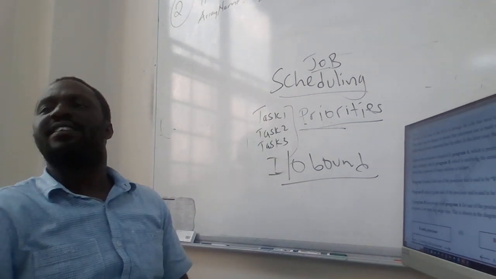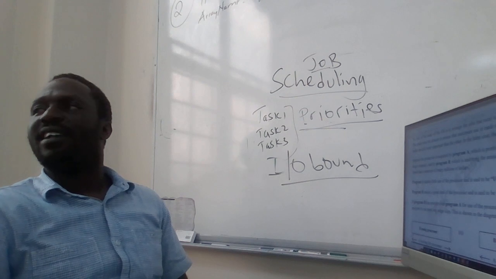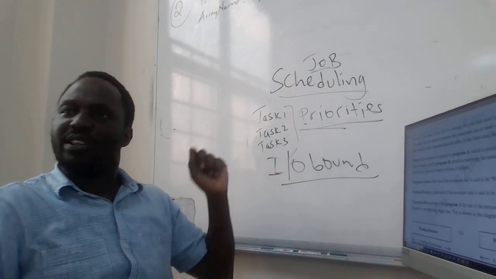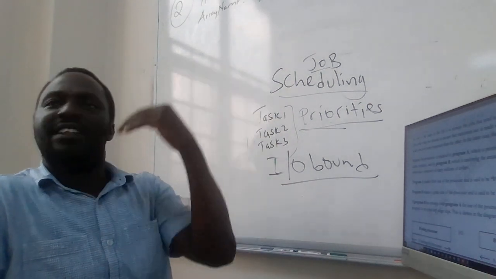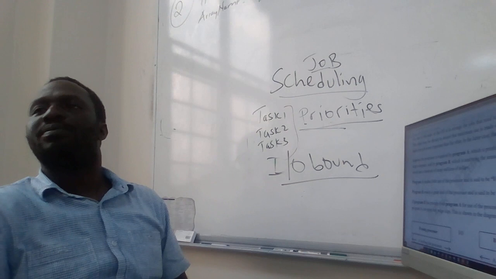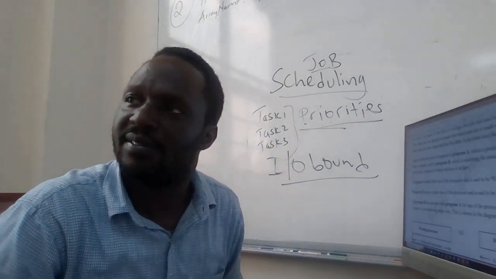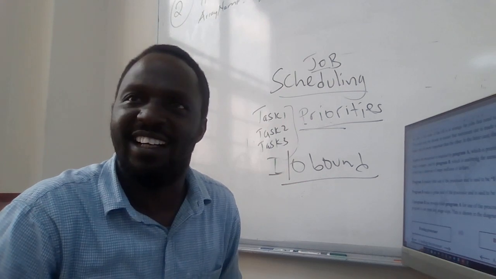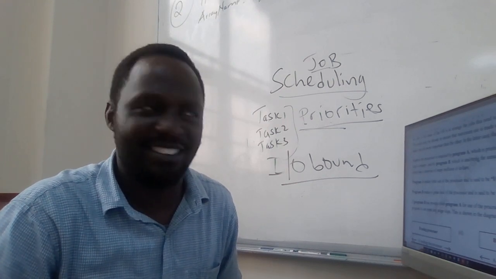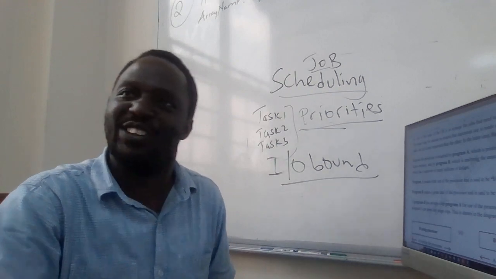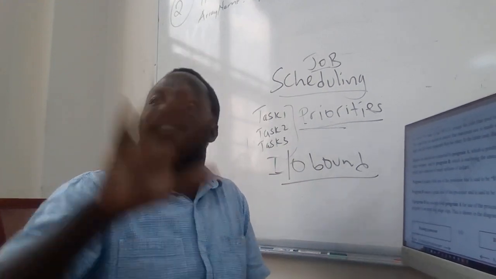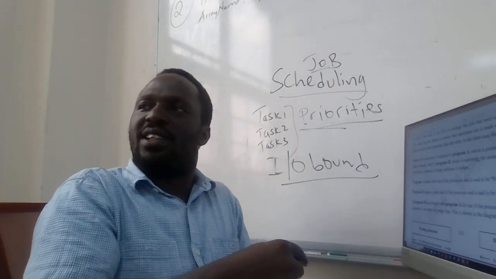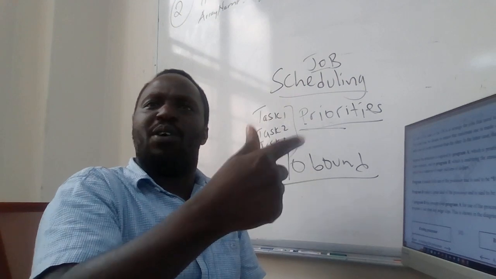Why do you think? And a very brilliant answer. Why do you think task 1, which is I/O bound, is going to be favored to use the processor first before task 2? Are you sure? That's a fact. But then why? Okay, just 5 more. How is that good? Are you getting me? I want more.